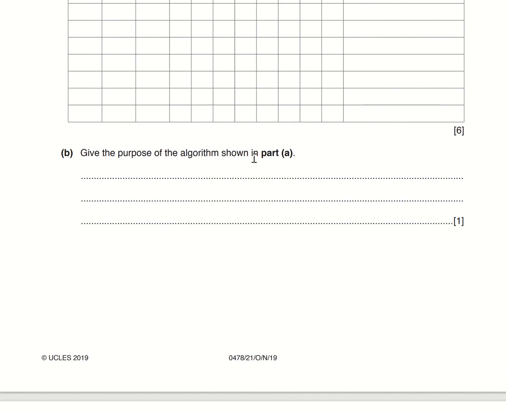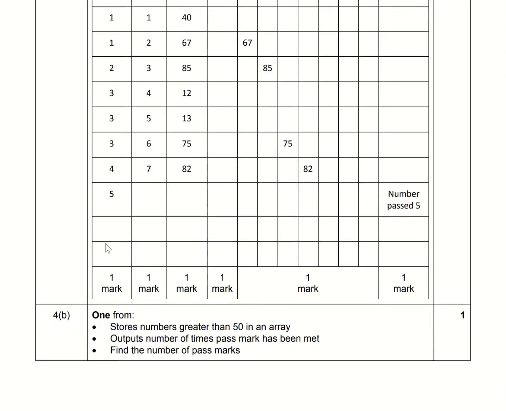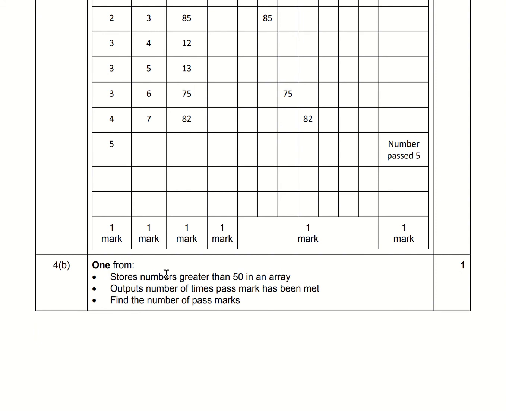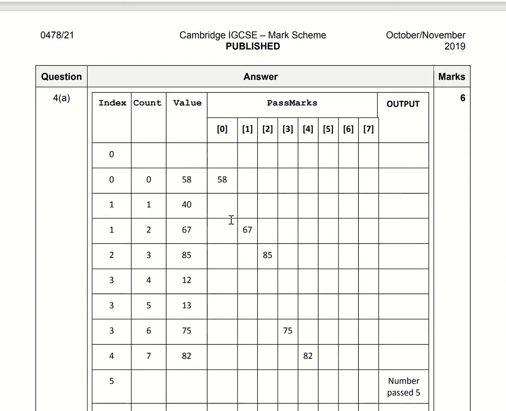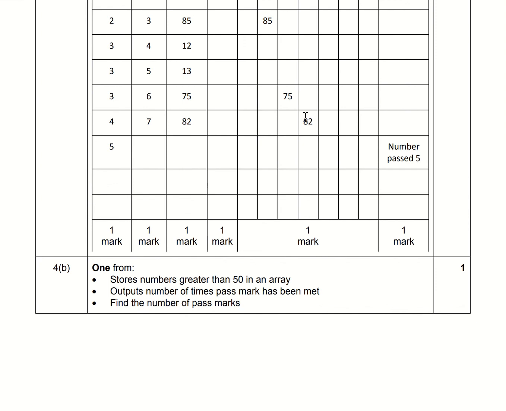So the purpose of this algorithm in part A was to store numbers greater than 50 in an array. This is the array pass marks, and it outputs the number of times pass marks have been met, which is index, 5.